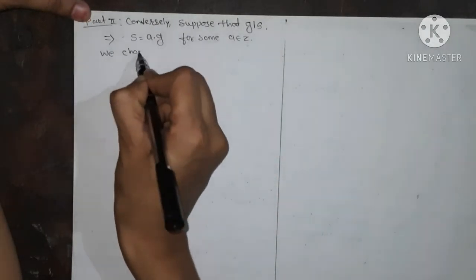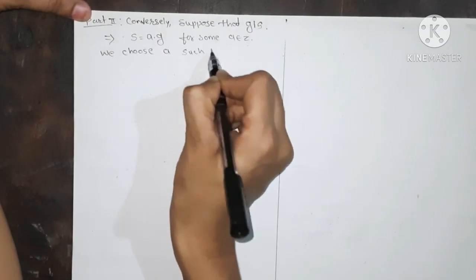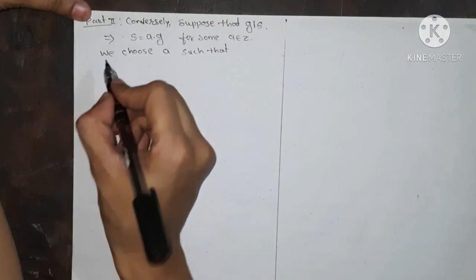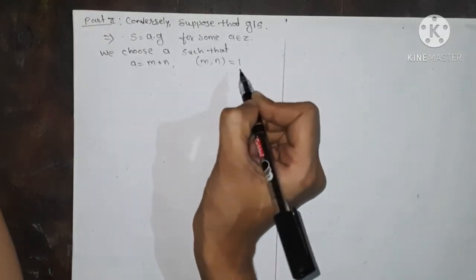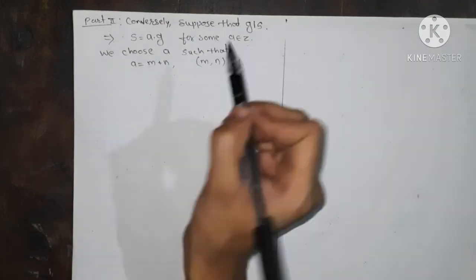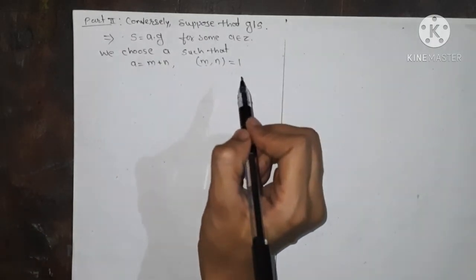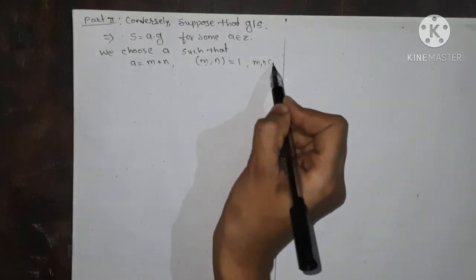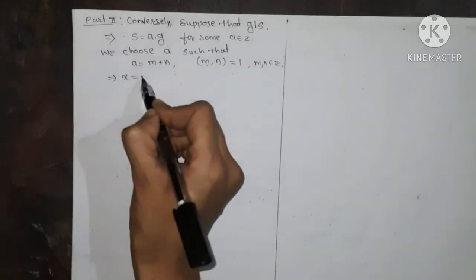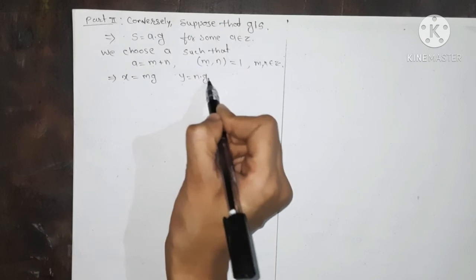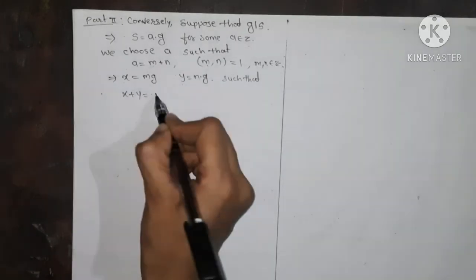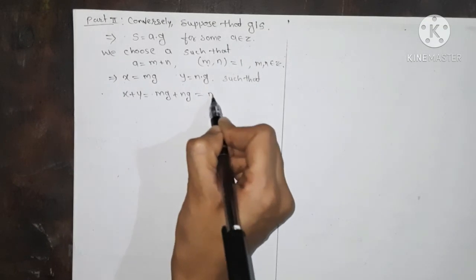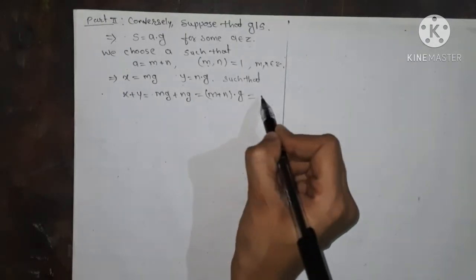We choose a such that a equals m plus n and the GCD of m comma n equals 1, where m comma n belong to Z. This implies x is taken to be m times g and y equals n times g, such that x plus y equals mg plus ng, which equals m plus n times g, which equals a times g, which equals s.